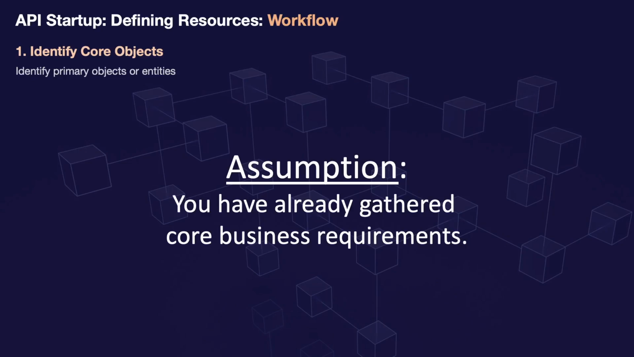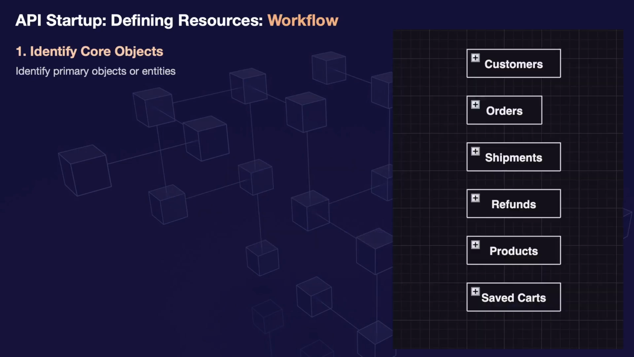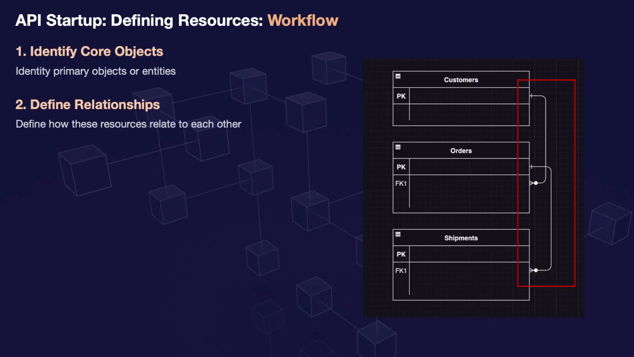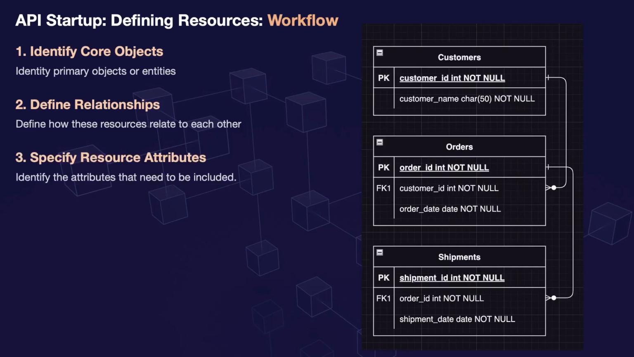In other videos, we talked about collaboration and gathering business requirements. So for now, as we do a conceptual resource diagram for brainstorming, I'm going to assume you have a list of business requirements already. Let's quickly look at a summary of a workflow for defining resources. Identify core objects. Begin by identifying the primary objects or entities that are part of your application domain. For example, in an e-commerce app, core objects might be users, products, orders, reviews, etc. Define relationships. Define how these resources relate to each other. Specify resource attributes.